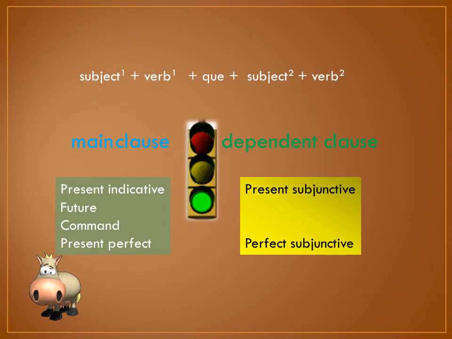We've mostly looked at the present indicative in the main clause, but we can also see the future or commands or the present perfect in the main clause. We'll look at all those today, and any one of those can signal whether or not we use the subjunctive in the dependent clause. We will look at the perfect subjunctive in a companion video.